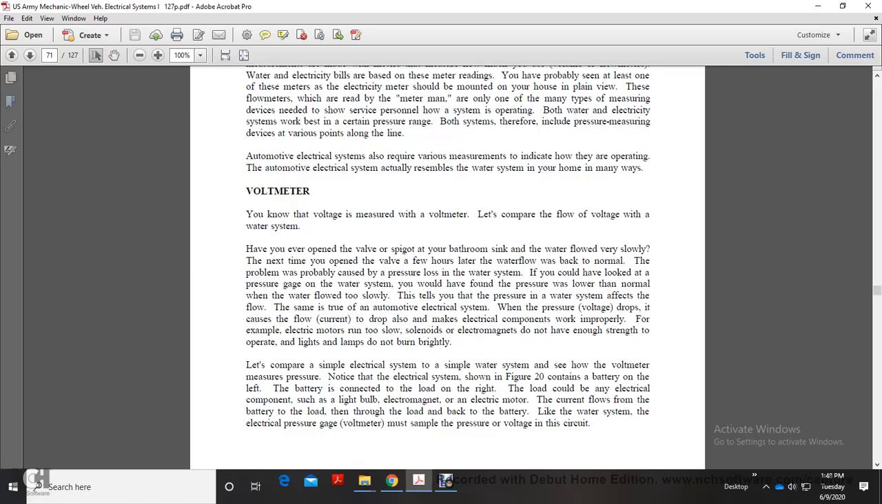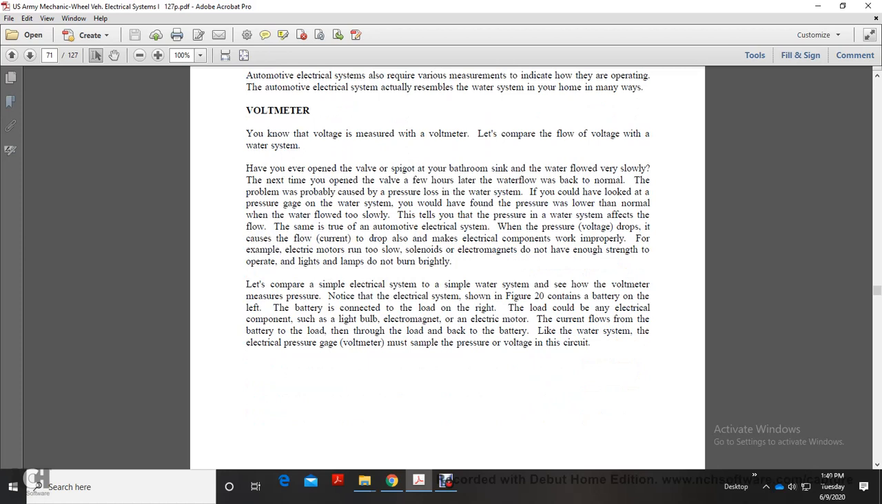For example, electrical motors run too slowly. Solenoids and electromagnets do not have enough strength to operate. Lights and lamps do not burn brightly. Let's compare a simple electrical system with a simple water system and see how the voltmeter measures.